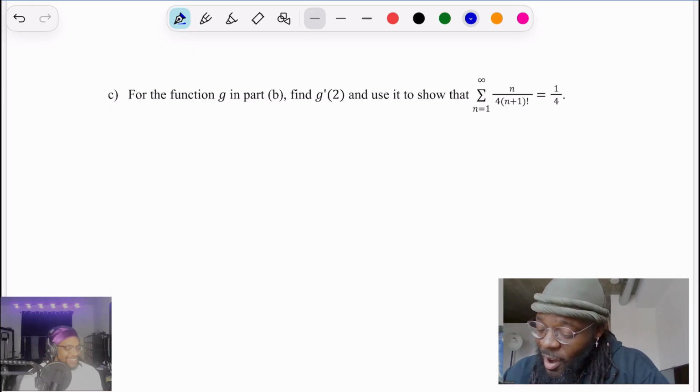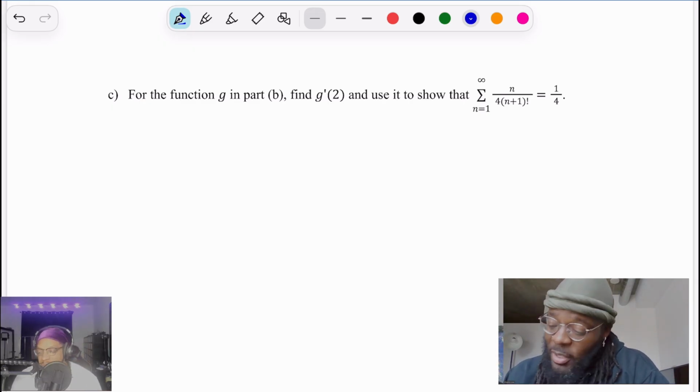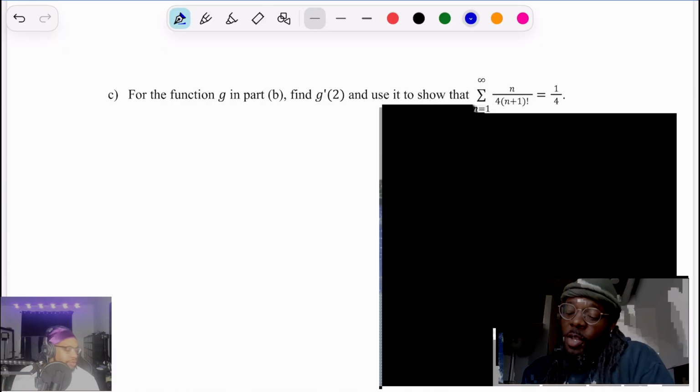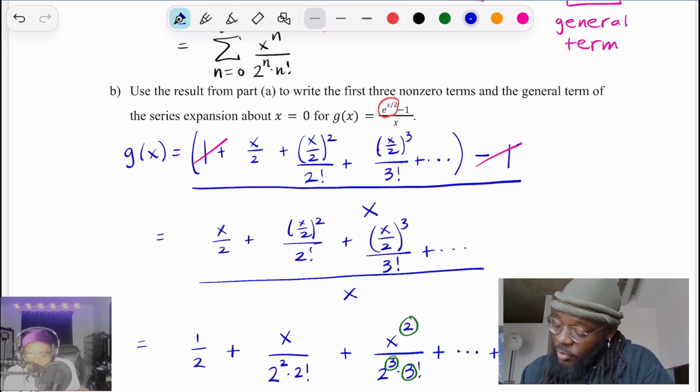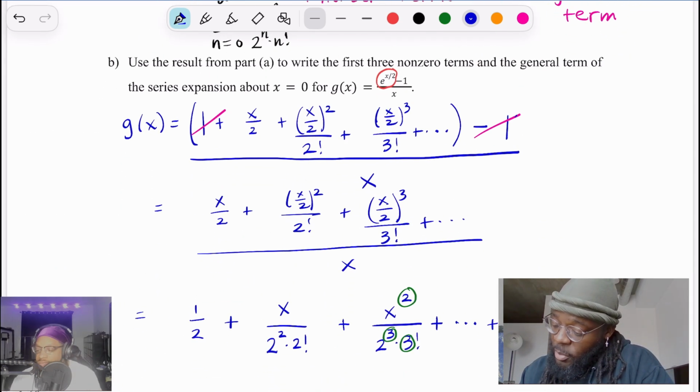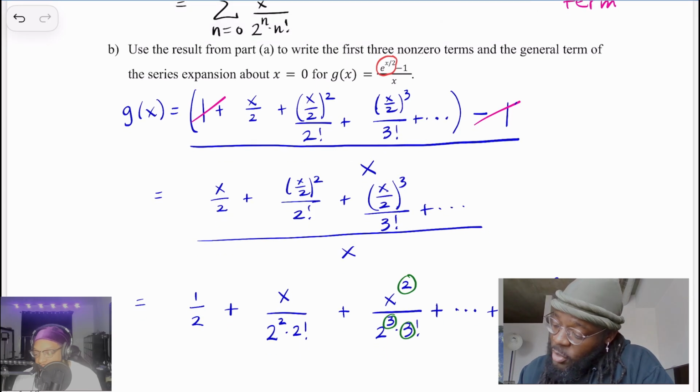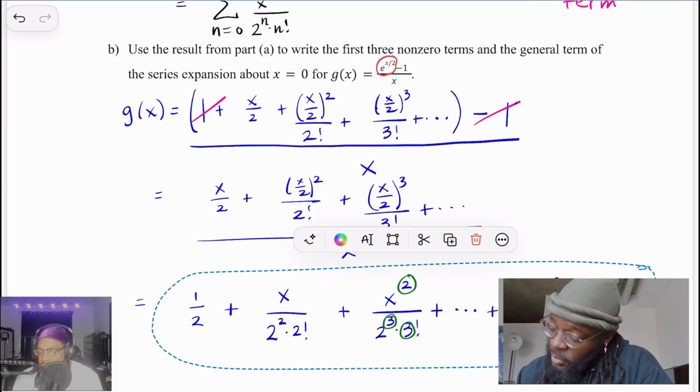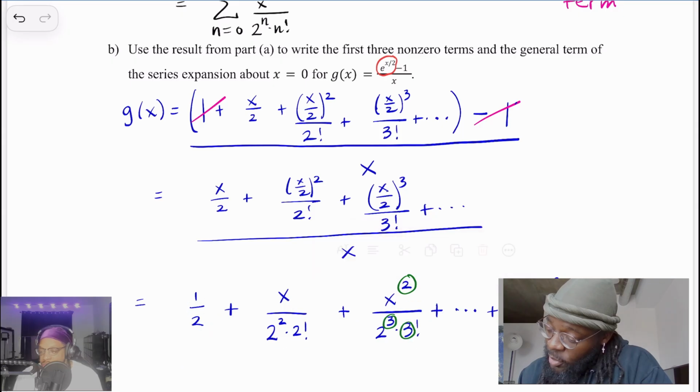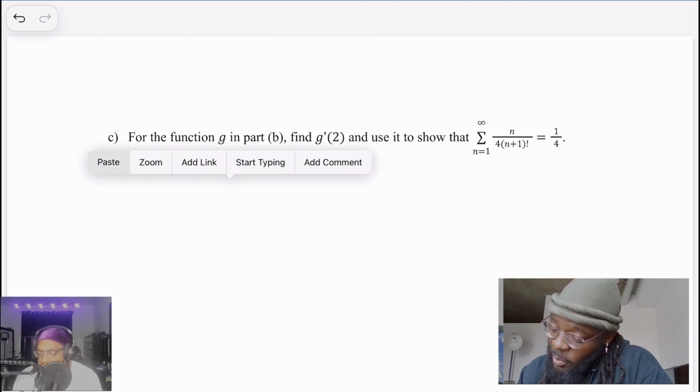All right, so it says for the function g in part B, and I'm glad my part B was correct, find g prime of 2 and use it to show that the sum from n equals 1 to infinity of n divided by 4 times n plus 1 factorial equals 1/4. Okay, so let me just write g over from part B. I'm going to use the lasso. Boom, cut, and then paste.